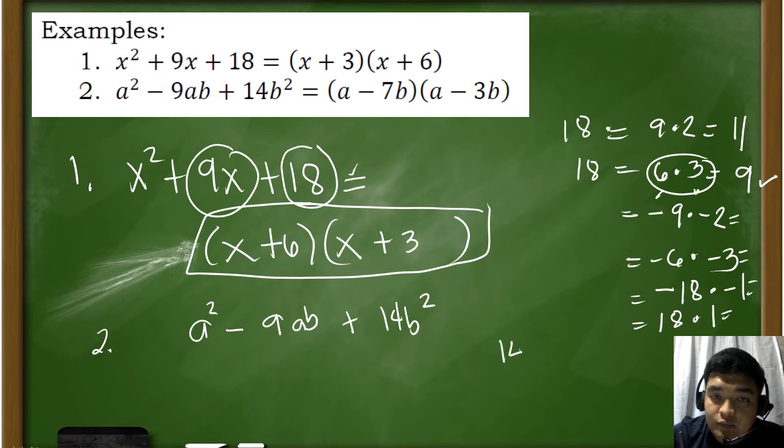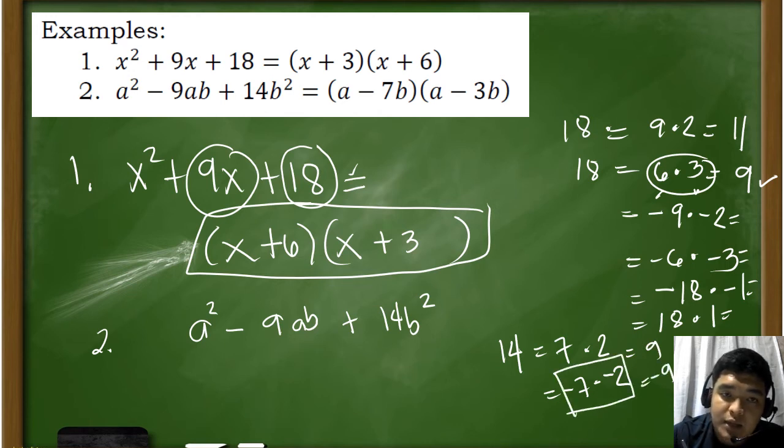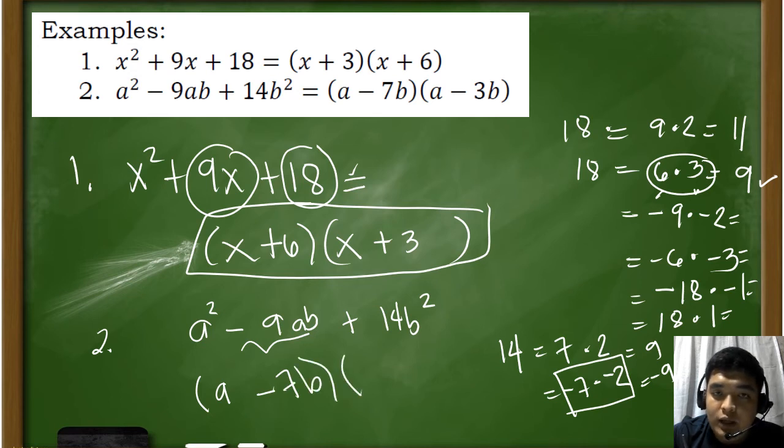We have 7 times 2. It can also be negative 7 times negative 2. 7 plus 2 is 9. But it should be negative 9, since the middle term is negative 9. So we take the negatives. It should be a minus 7b, since b squared is there, then a minus 2b.